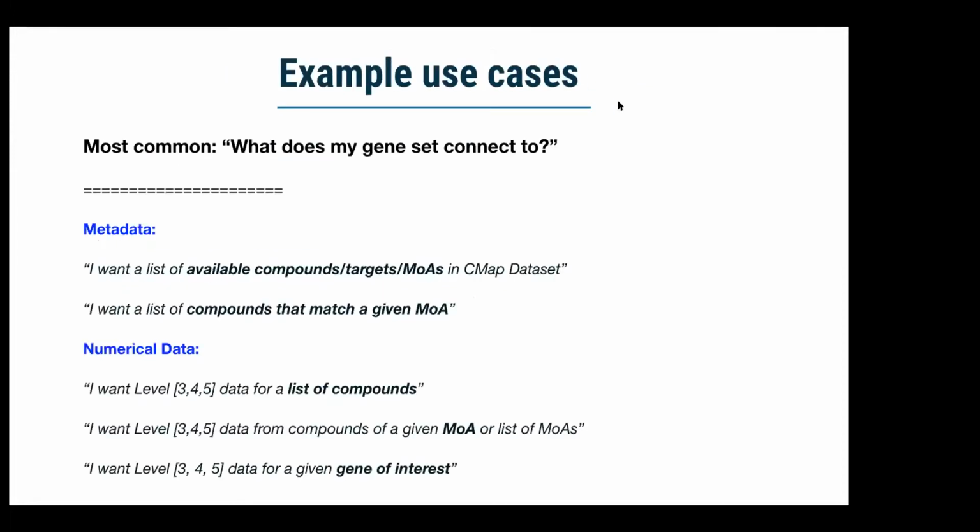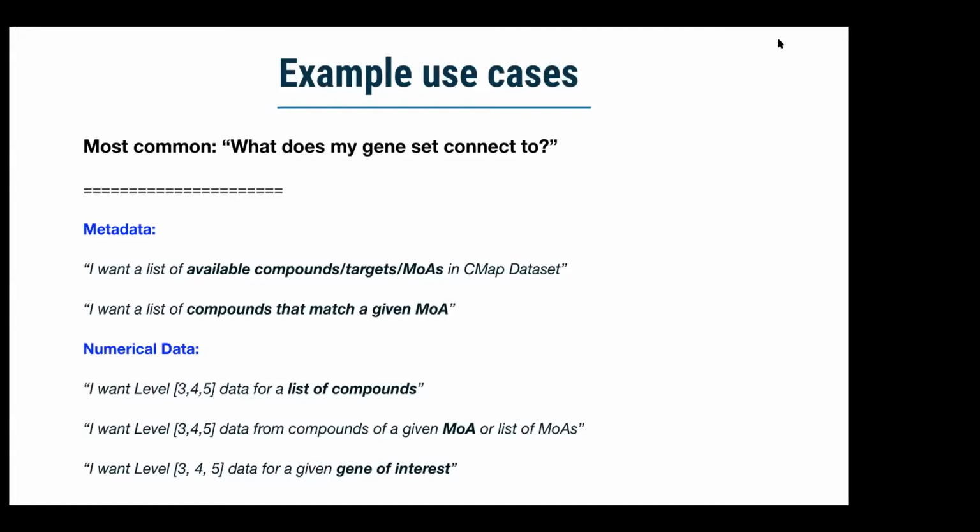So some example use cases for the data. I think probably the most common one is this question at the top where people ask, what does my gene set connect to? That's probably the most common use case of CMap data: you have a gene set that you derived somehow, either from doing an experiment or a pathway gene set that is borrowed from an online database or somewhere, and you want to know what perturbations in CMap it looks like. And so that's enabled through our query tool, which I'll show in just a minute.